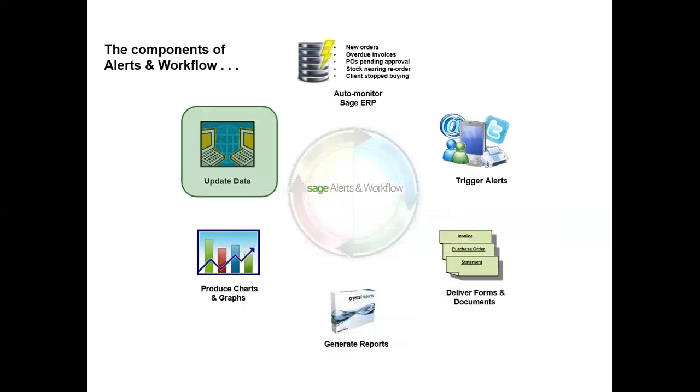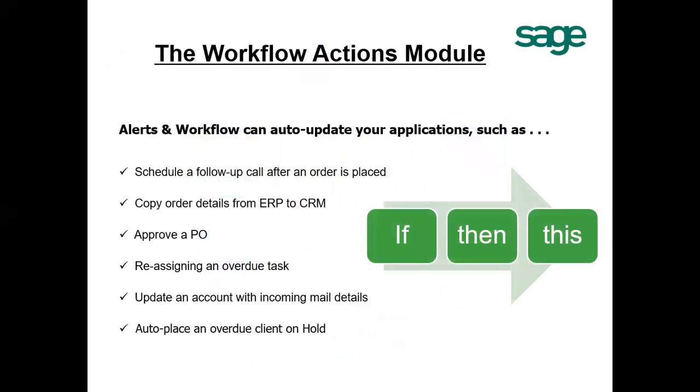Now, so far we've talked all about triggering and generating alerts, forms, documents, when an event's conditions are met. That's the alert side of Sage Alerts and Workflow. Now we finally come to the workflow side. And it's very important to note that Alerts and Workflow has the ability to go back into Sage 100 and actually add or update records.